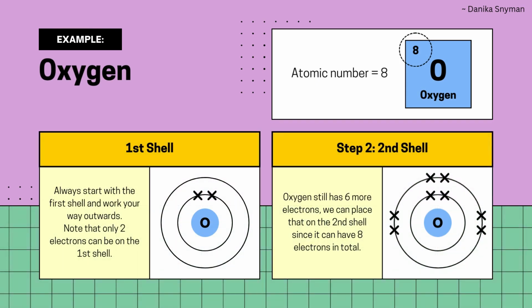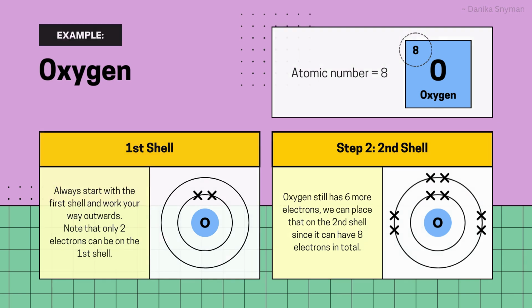So let's do this example of oxygen. We can see oxygen has 8 electrons. So the first shell we fill in with 2. Okay, we've filled it in. In the second shell, we'll put the other 6, because 6 plus 2 is 8, and we need 8 electrons. So now we've drawn the electronic structure of oxygen. Here you can see the electronic structure, with step 2 being the second shell.